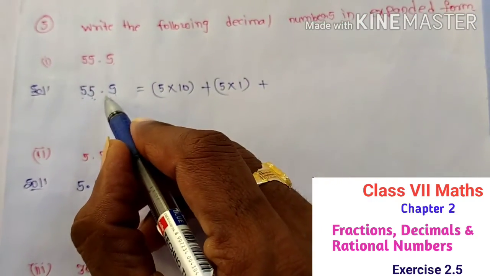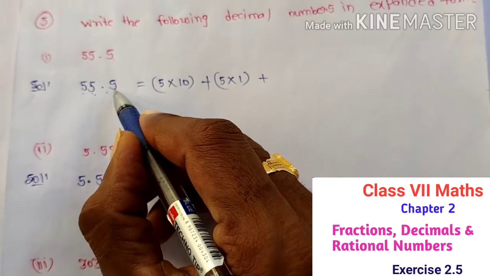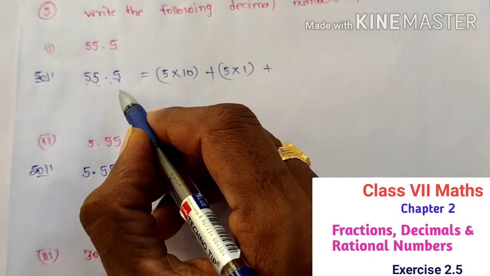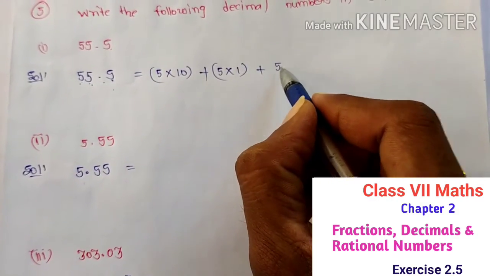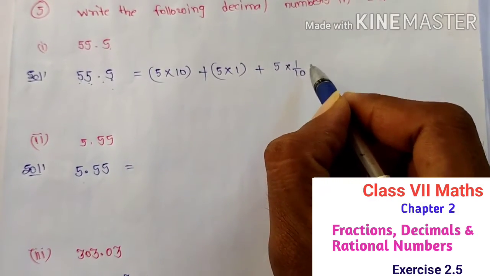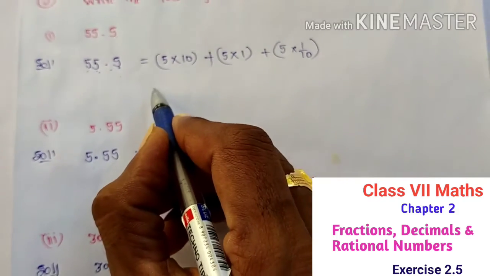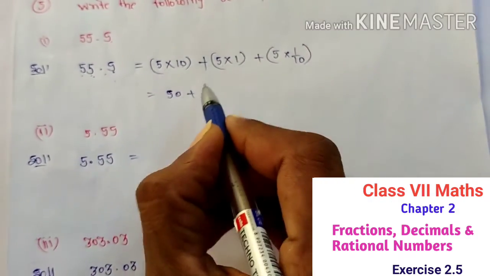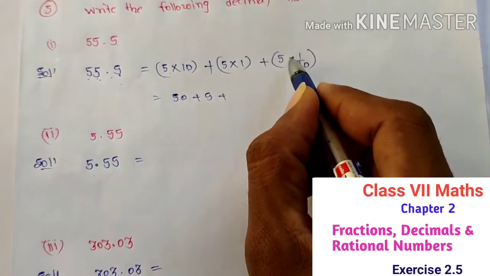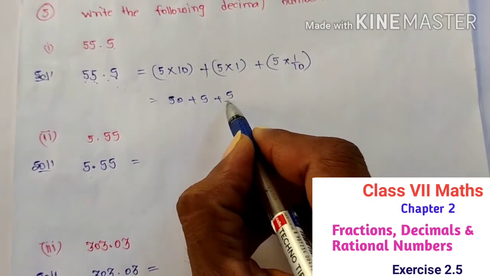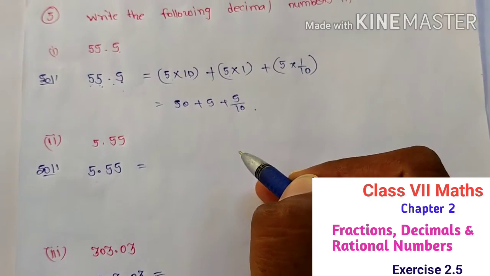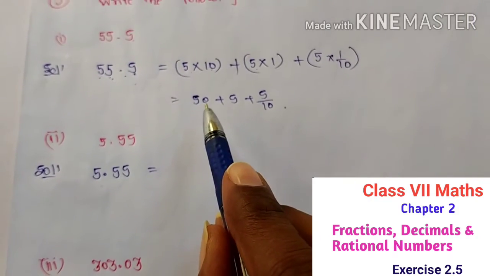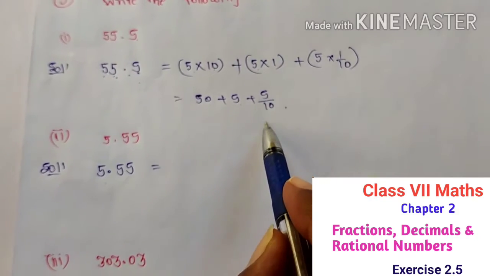plus here 0.5, that means here tenth place. Tenth place means you have to divide with 10 only, that means you can write here 5 into 1 by 10. Now you can write here the simplified form: 5 into 10 is 50, plus 5 into 1 is 5, plus 5 into 1 by 10 is 5 by 10. This is your simplified form. Just we have to expand it: 50 plus 5 plus 5 by 10 only.